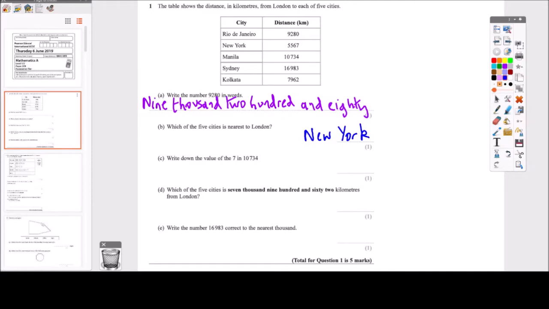Right, write down the value of the 7 in 10,734. So that's in the hundreds column, so you need to write down 700. Right, part D. Which of these 5 cities is 7,962 kilometres from London? Well, that's 7,962. That's Kolkata.